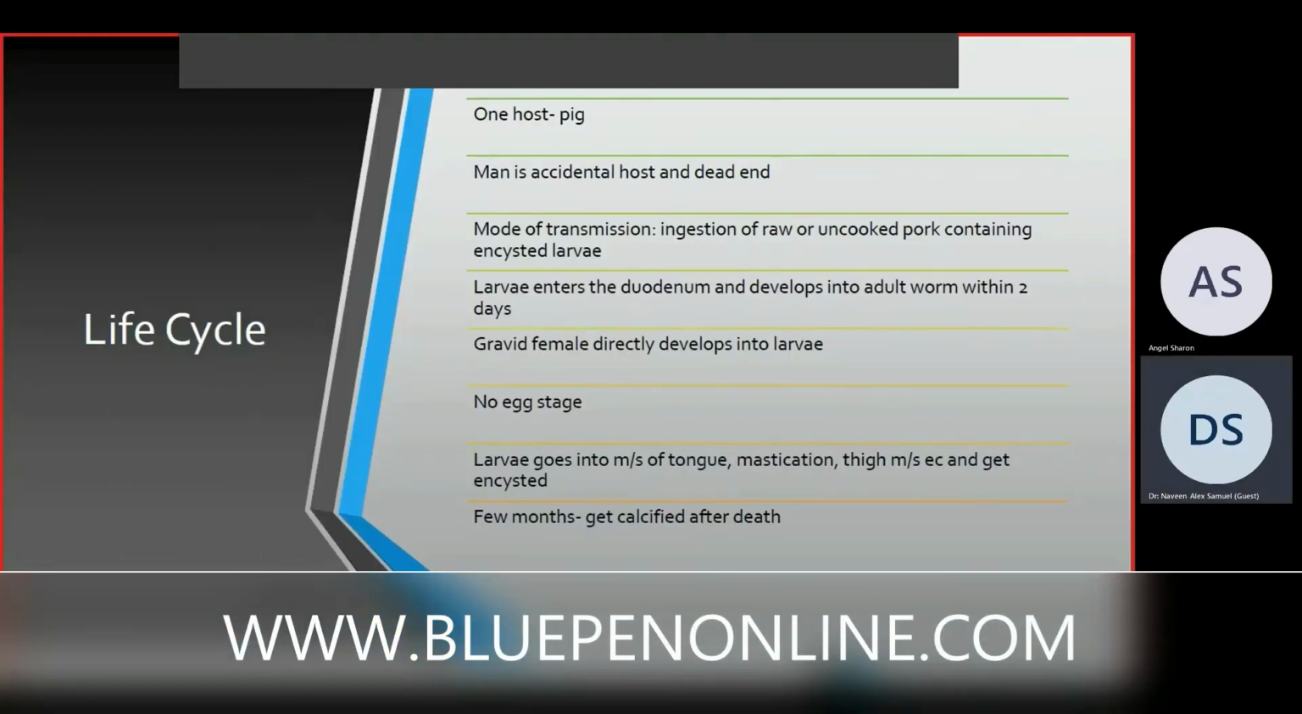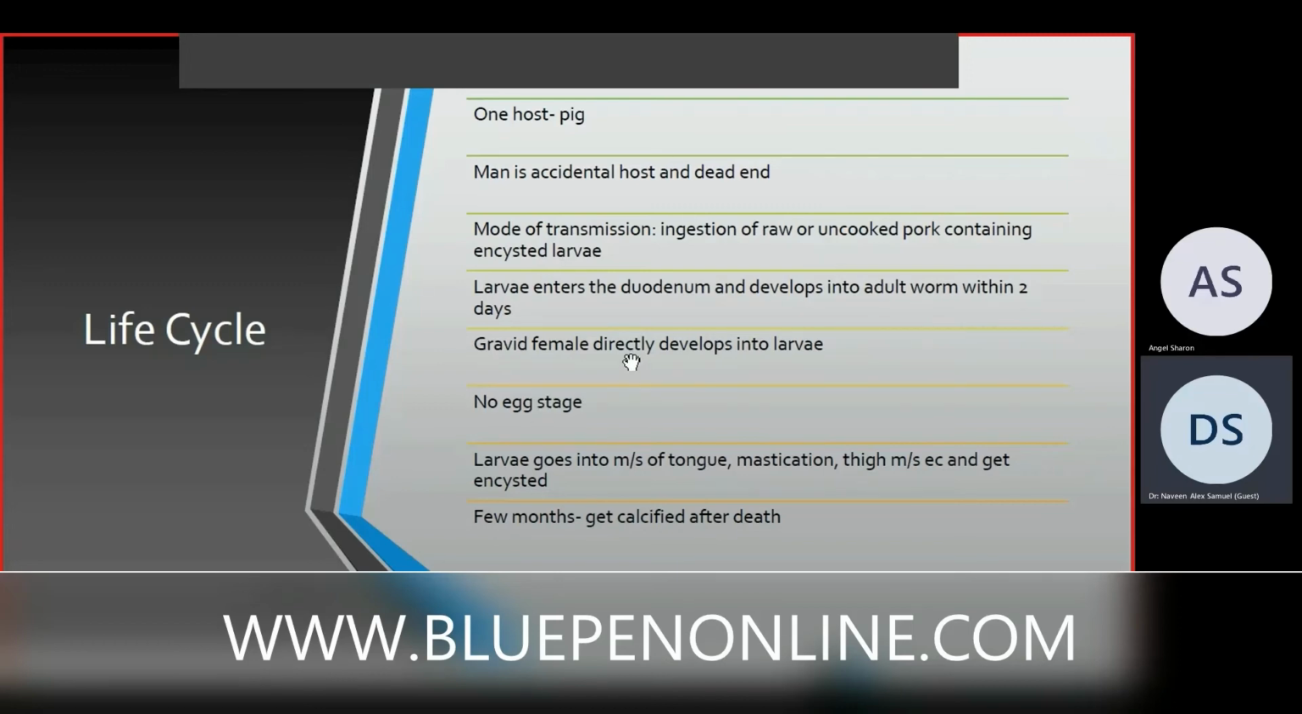So this is how the life cycle is. The first host is the pig. Man is actually an accidental host and a dead end host. The mode of transmission is ingestion of raw or uncooked pork containing the encysted larva. That means the pig's muscle also will have this larva, and we humans or carnivorous animals might eat this muscle if it is infected with the larva. It's not cooked pork, it's raw or uncooked pork containing the encysted larva.